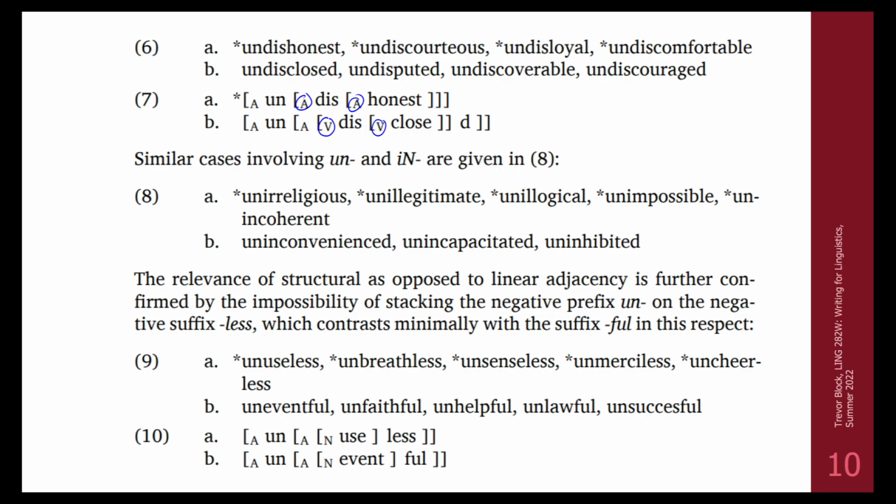Who knows how important this is, but it seems that in 9 and 10 they're showing the same thing with unuseless versus uneventful. Unuseless, well, these seem to have the same structure, don't they? But there's a difference here with less at the end being negative, full not being negative. So these examples to me, they're not really showing the main point of the paper at this point. So I'm sort of just glossing over them.